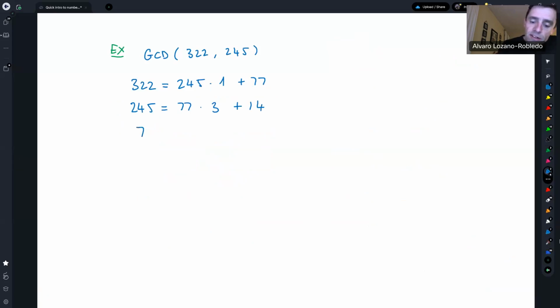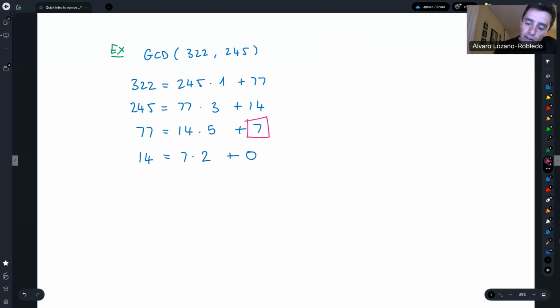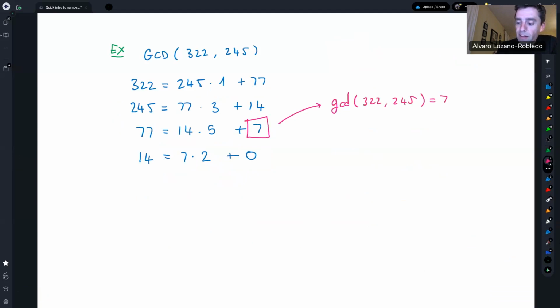Then take 77 and divide it by 14. That's 14 times 5 plus 7. And 14 is 7 times 2 plus 0. So I reached a 0, and here is the GCD. So the GCD of 322 and 245 is 7 by Euclid's algorithm. And again, you can see that a common divisor of these two would divide this, would divide this, would divide this. So a common divisor has to divide 7, and 7 divides all these numbers also, so 7 has to be the GCD.